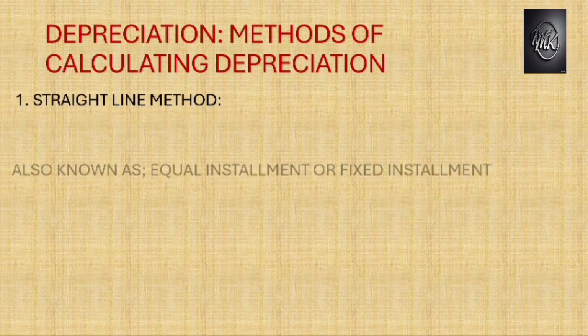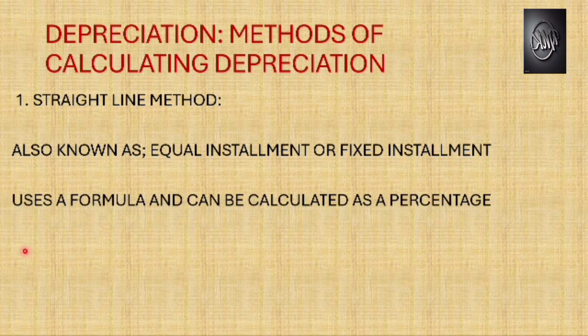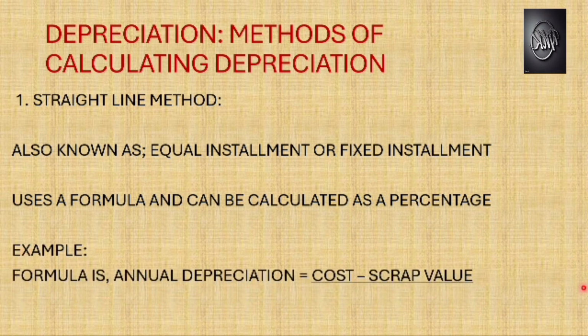The straight line method is also known as equal installment or fixed installment, meaning that when you determine depreciation, the amount that you get to be your annual depreciation, year in, year out, doesn't change, it is fixed. With this method of calculating depreciation, you can use either a formula or calculate it as a percentage. Let's look at an example where we can use a formula to determine annual depreciation under the straight line method.